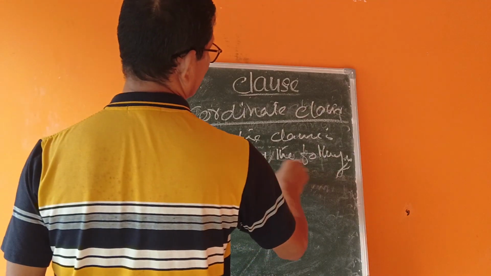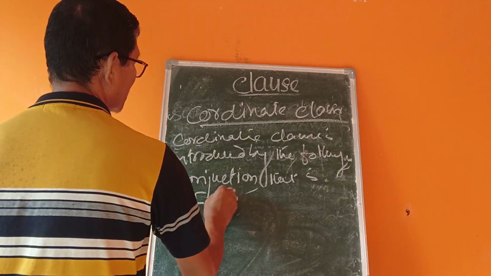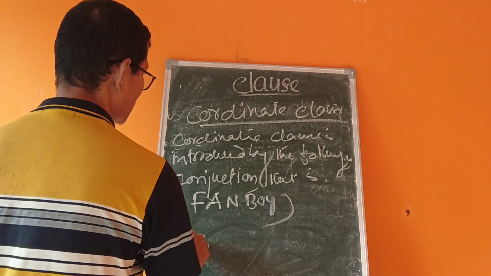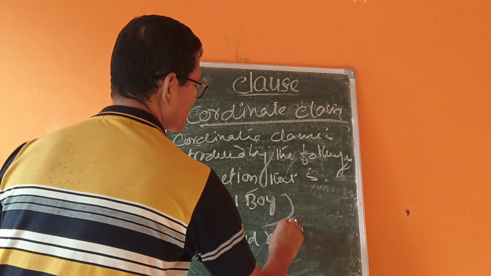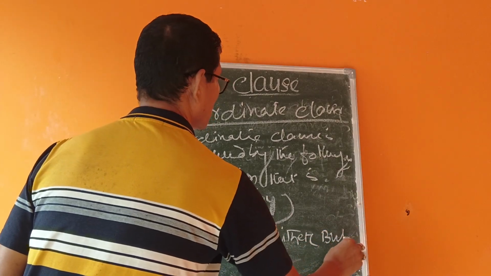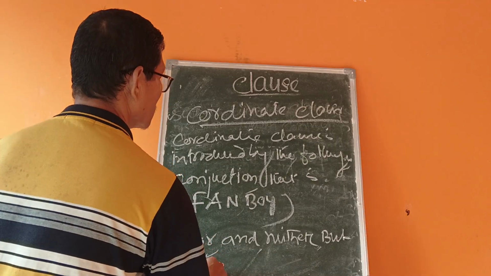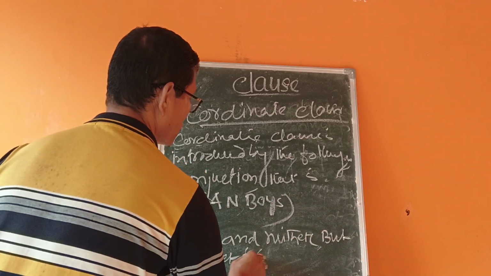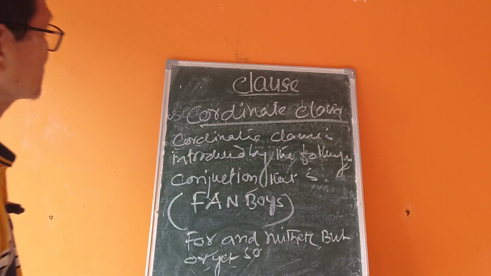That is what I say, fanboy. That is the conjunction FANBOY. FANBOY means for, and, neither, but, or, yet, and so, isn't it? Such type of conjunction is followed by the conjunction FANBOY.